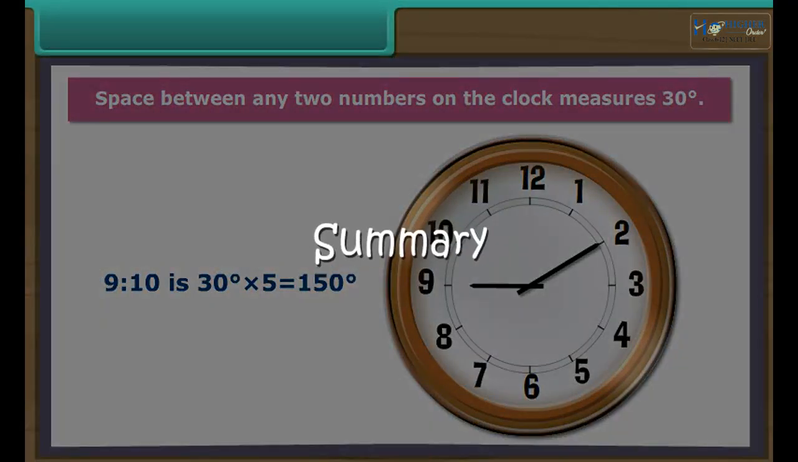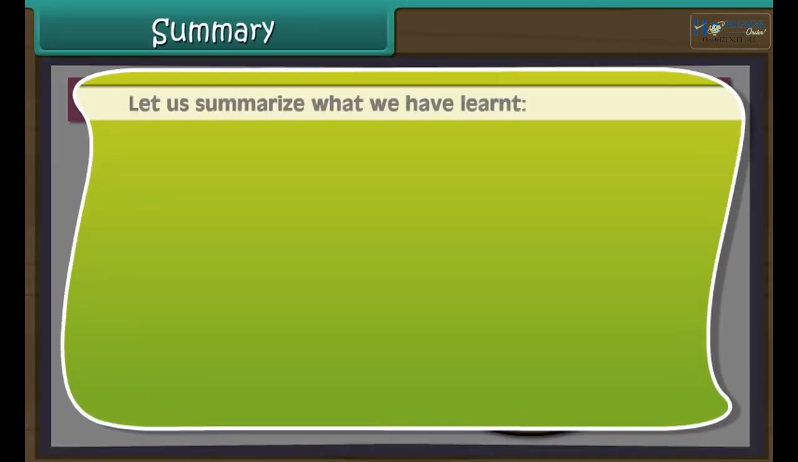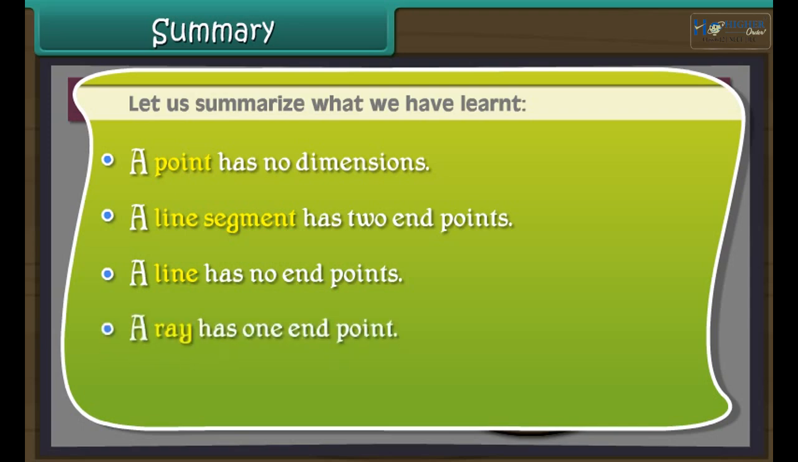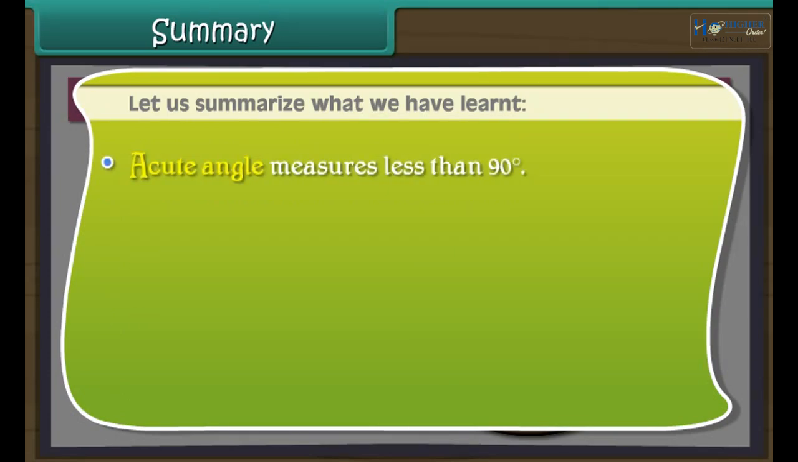Summary. Let us summarize what we have learned. A point has no dimensions. A line segment has two endpoints. A line has no endpoints. A ray has one endpoint. Right angle measures 90 degrees. Acute angle measures less than 90 degrees. Obtuse angle measures more than 90 degrees.